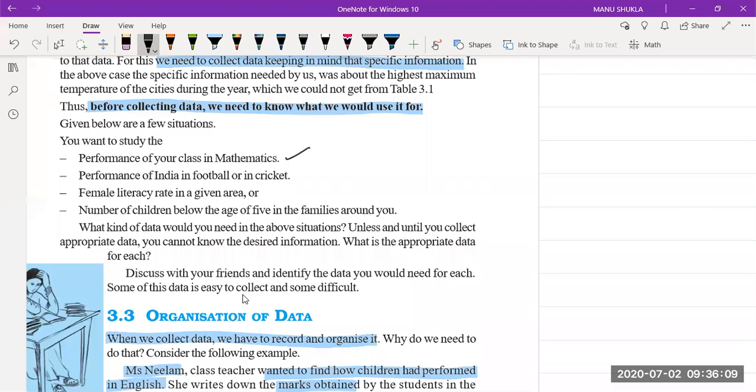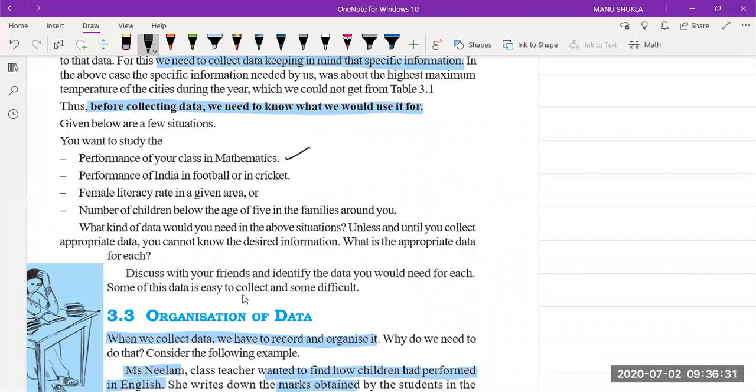Now, second is saying performance of India in football or in cricket. Now we want to collect data on football or cricket. So we can't collect for hockey. Yes, beta, we can't collect for hockey because hockey will not give us an idea of football or cricket. We have to collect for football only or cricket only.